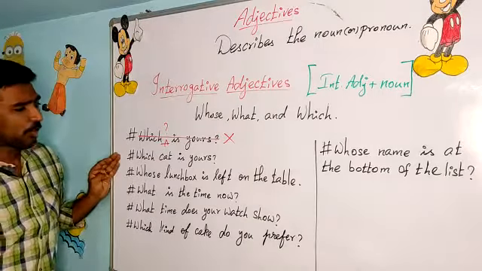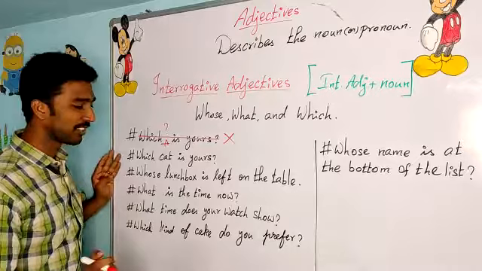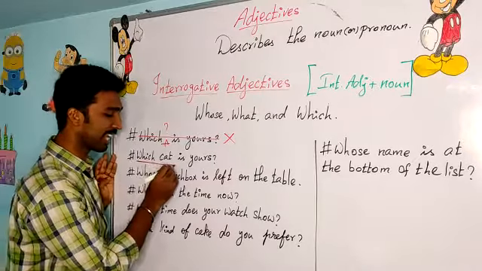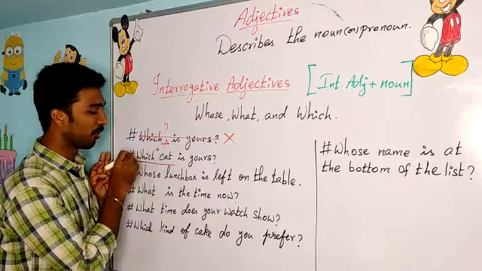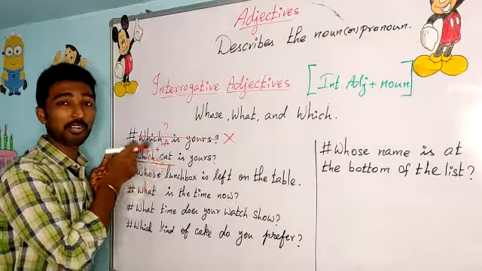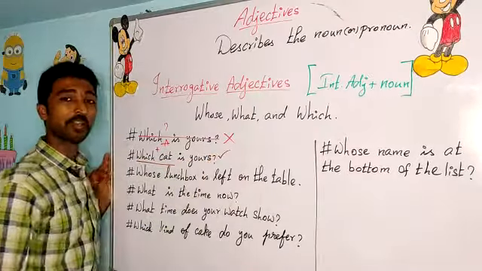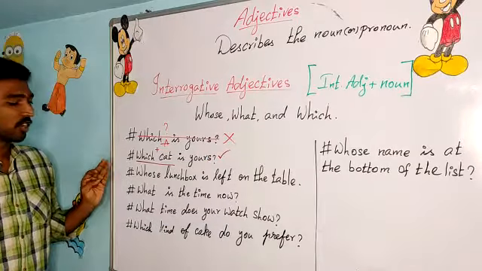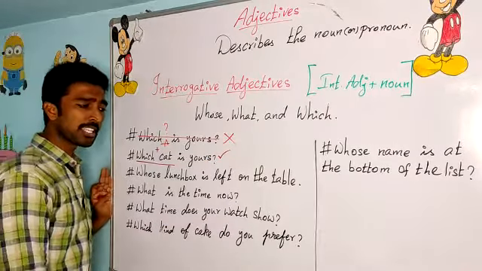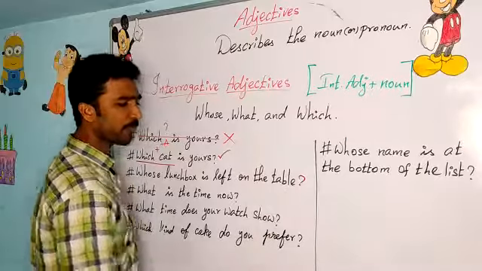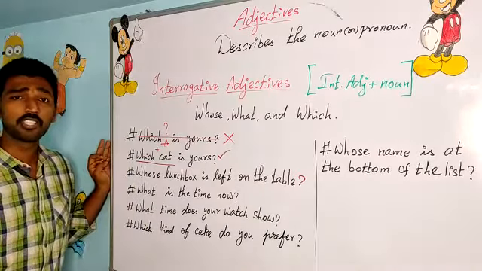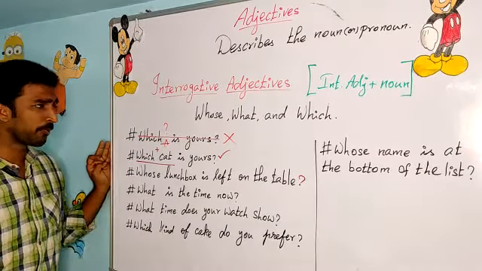The second sentence: Which cat is yours? Which cat? Yes, we have which plus noun, cat. Which cat is yours? This is an interrogative adjective. Which cat? Whose lunchbox is left on the table?